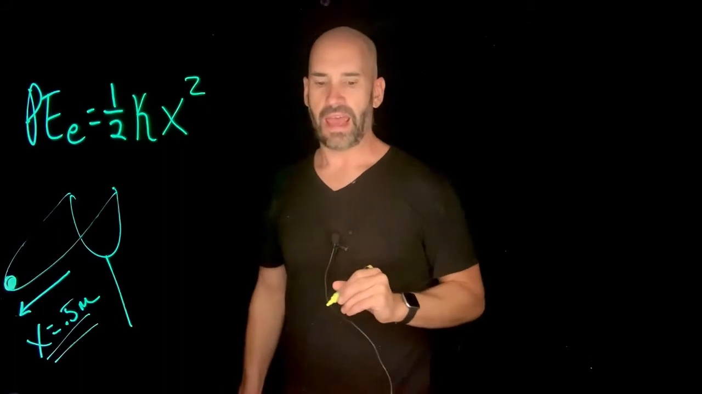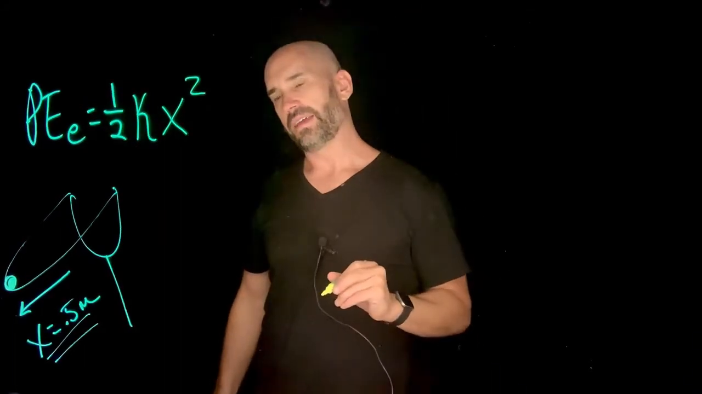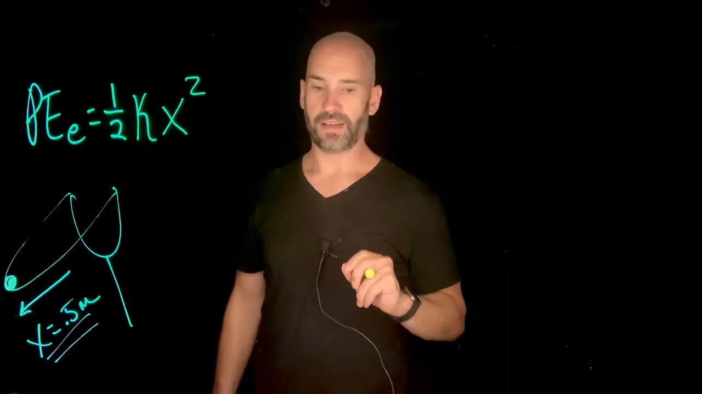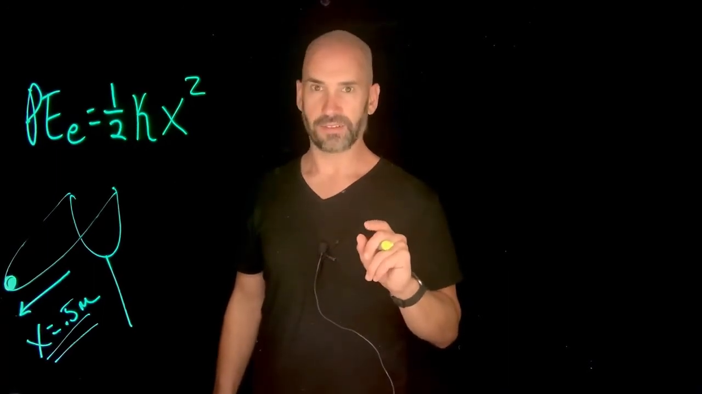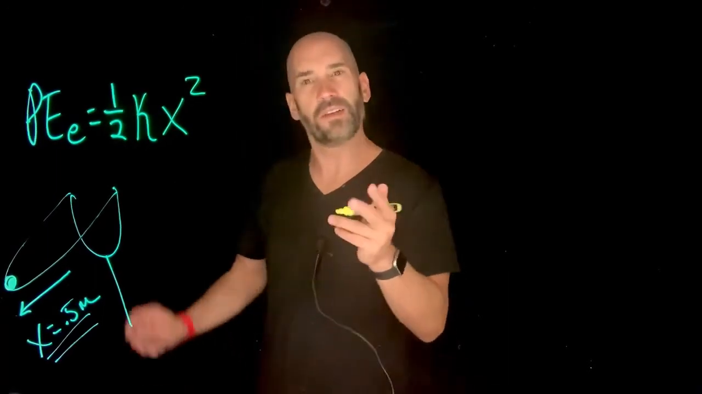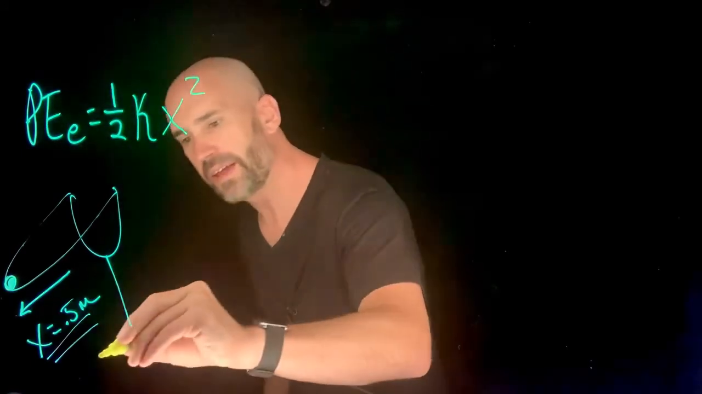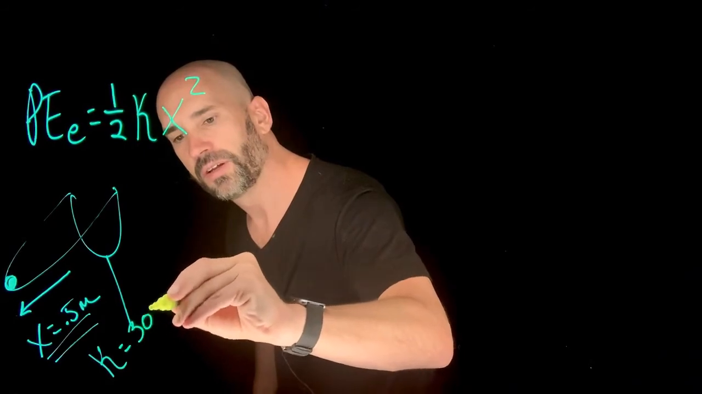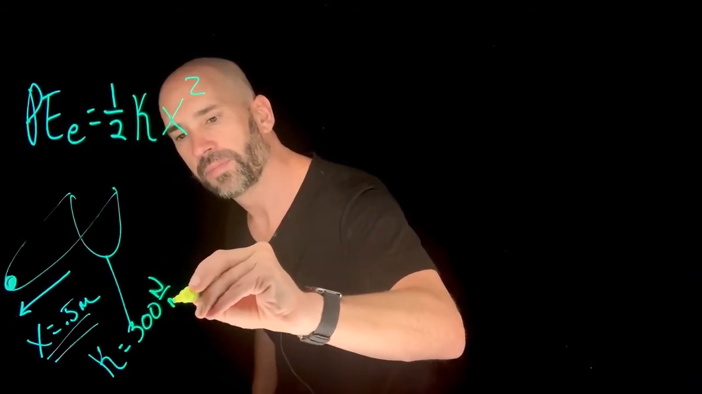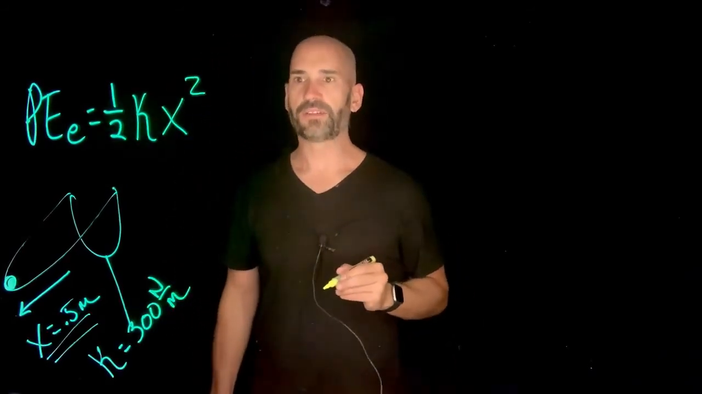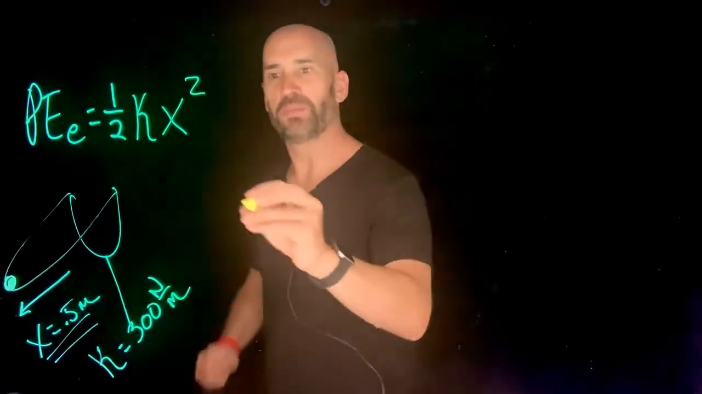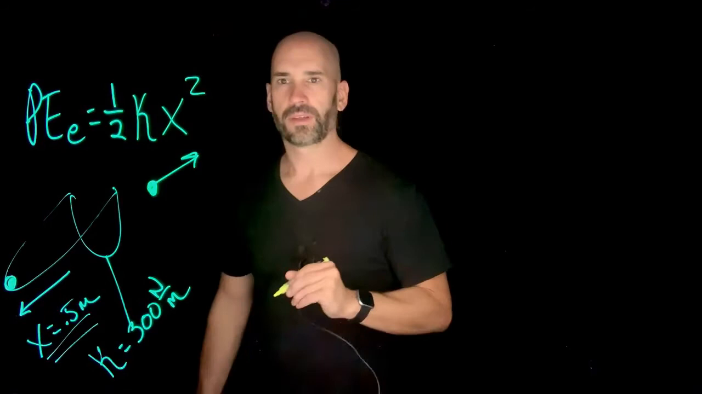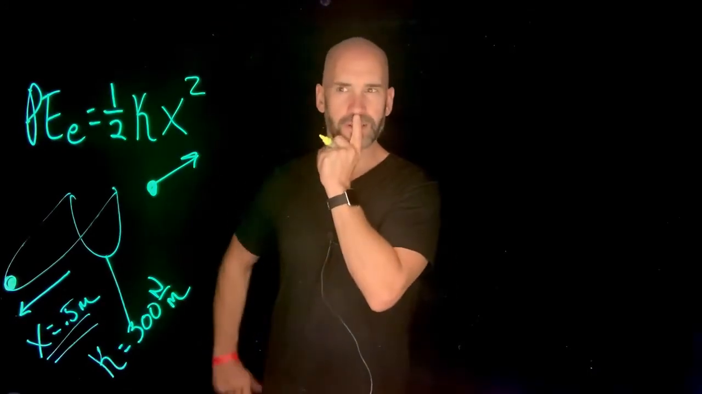And actually, I did go ahead and look it up before I got on this lecture. It turns out that an average slingshot will have a k of about 300 newtons per meter. And so my question is then, what will be the speed of the pebble once it's released?